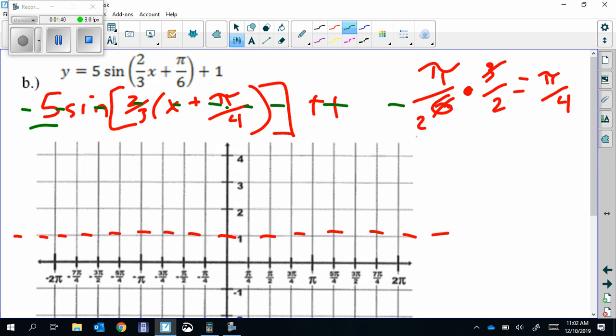Plus pi over 4, that means it shifts to the left pi over 4 units. So it's going to begin to the left pi over 4. And we are graphing a positive sine. Positive sine starts in the middle and starts going up. So our first point starts in the middle, pi over 4 starts in the middle, and our next point will be up from there.